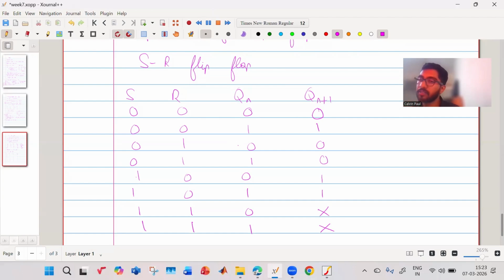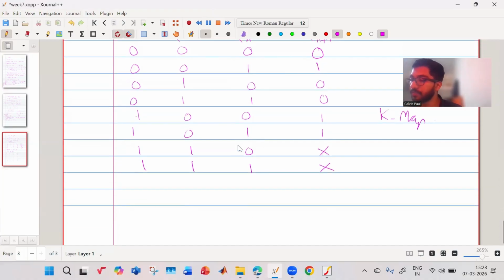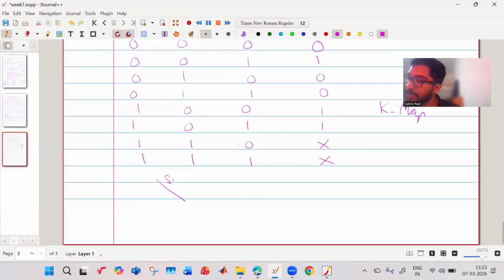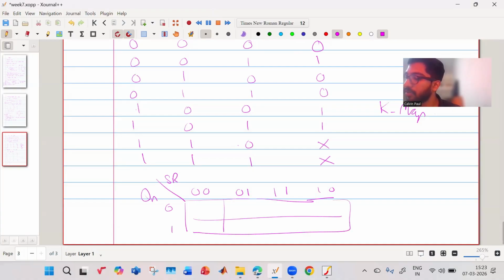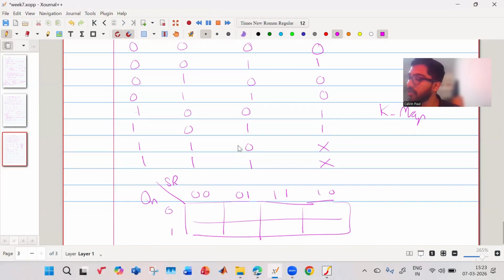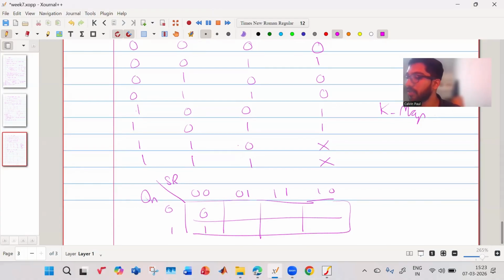So when you look at this, what rings bells would be your K-map. How would the K-map look of this? Let us draw the K-map. So we have SR and we have Qn. SR is 00, 01, 11, 10. Qn is 0 and 1. Let us implement it. If SR is 0, 0, Qn is 0 and 1. If SR is 0, 1, S is 0, R is 1, so it is 0, 0. If SR is 1, 1, then it is undefined. If SR is 1, 0, it is 1, 1.